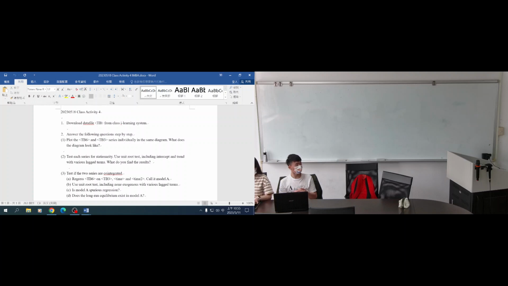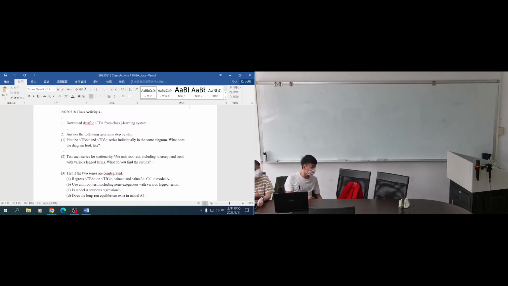Then plot the TB6 and TB3 series individually in the same diagram. What does the diagram look like? So this is what I call graphical analysis. Look at the diagram to see whether they're stationary or not stationary. Then test each series for stationarity. So you need to test whether TB3 and TB6 are stationary.